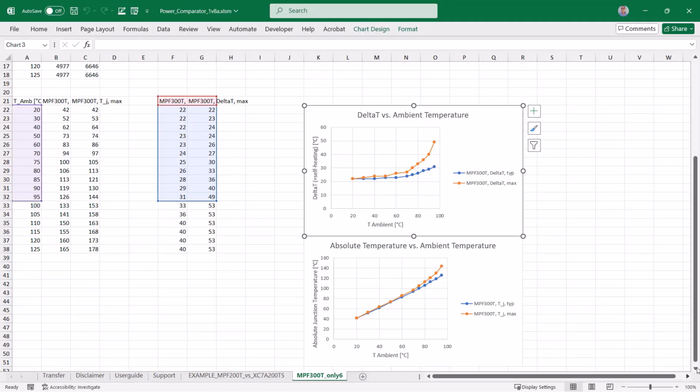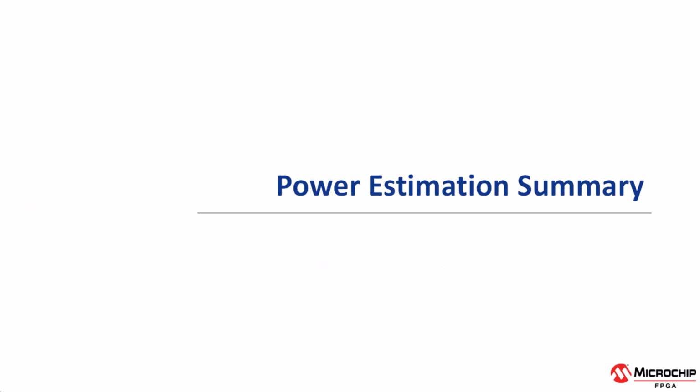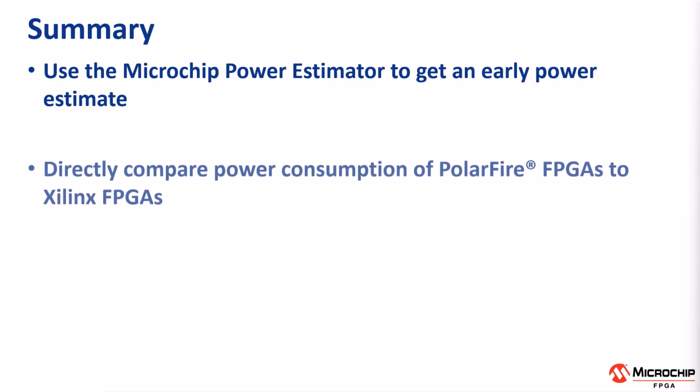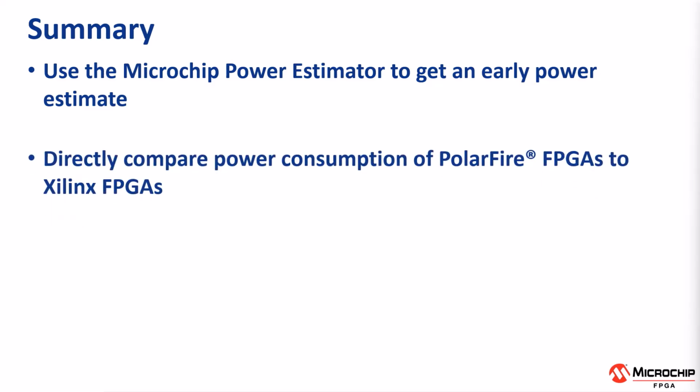The graphs allow designers to see the power consumption versus ambient temperature and to observe the self-heating and thermal margin for the design to help determine if a heatsink or other cooling method is required. In this video, I explained how to use the Microchip Power Estimator to get an early power estimate for a design and how to directly compare power consumption between PolarFire FPGAs and Xilinx FPGAs.